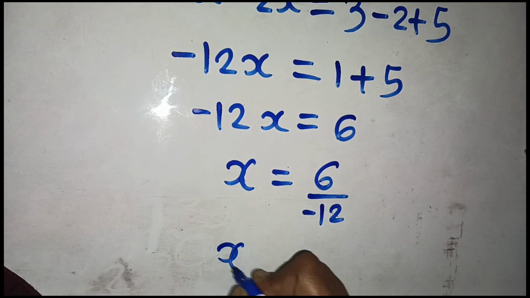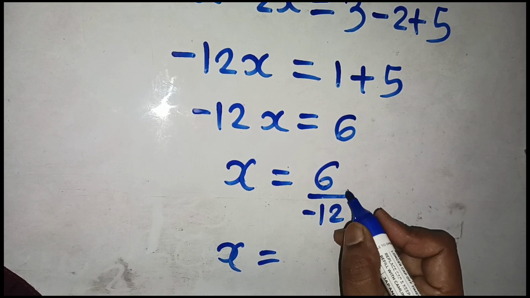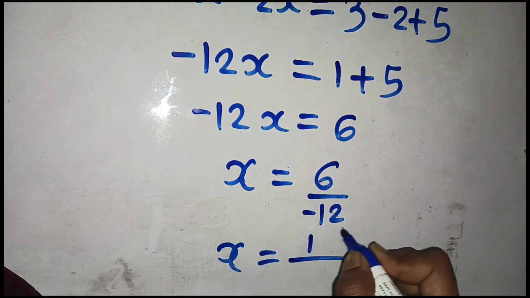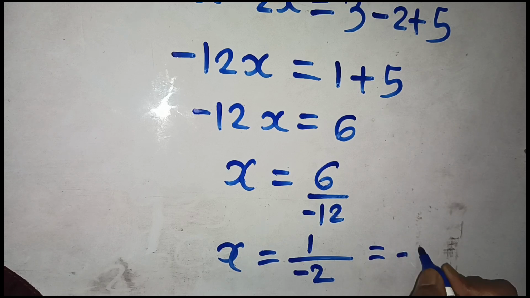So x is equal to 6 divided by minus 12. 6 ones are 6 and 6 twos are 12. So minus 1 by 2. So the value of x is 1 by minus 2, that is minus 0.5.